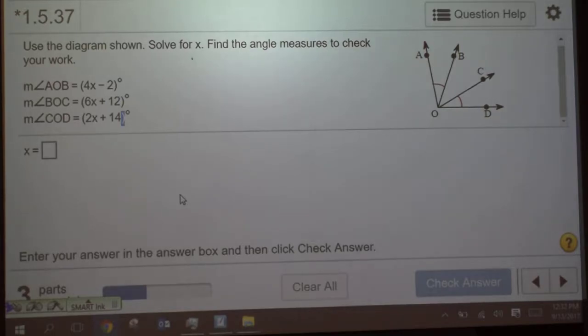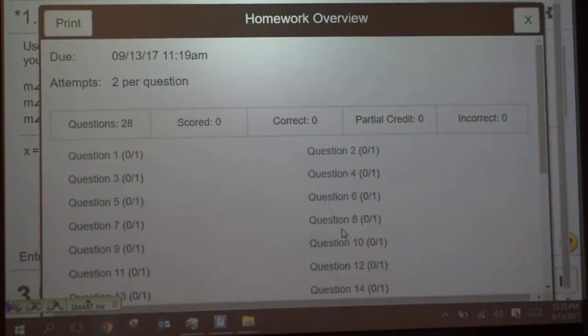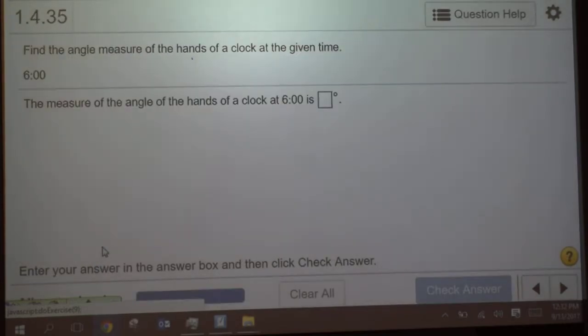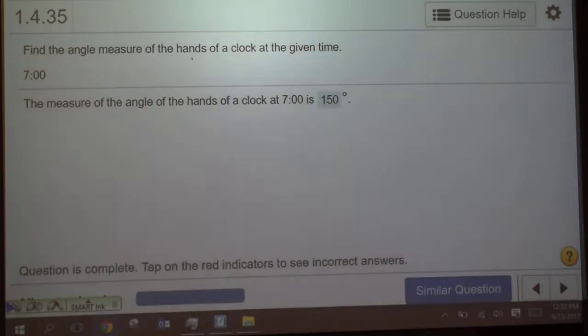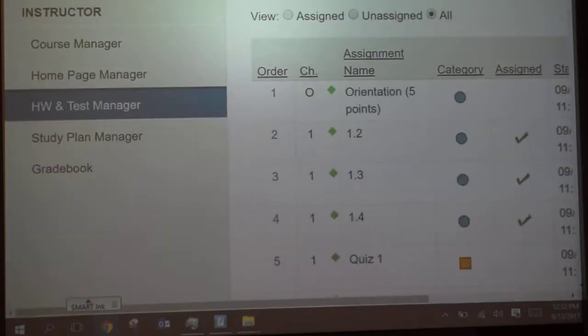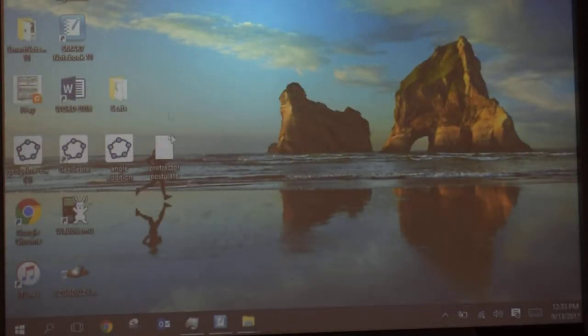Number 9. Okay. All right, so when I click on these, you see that everybody, regardless of the time that you got, it's always a full hour, right? Yeah. Okay.